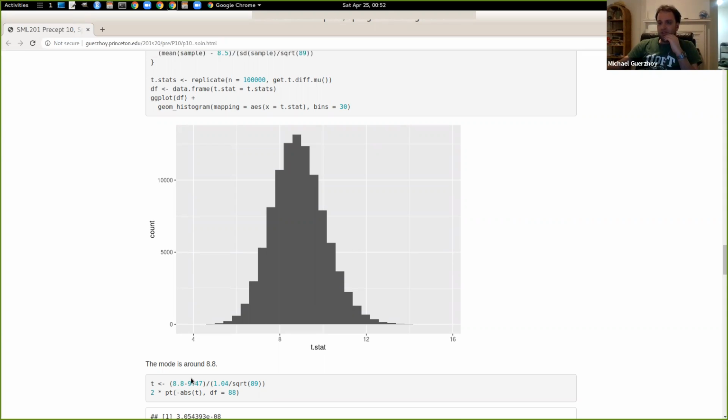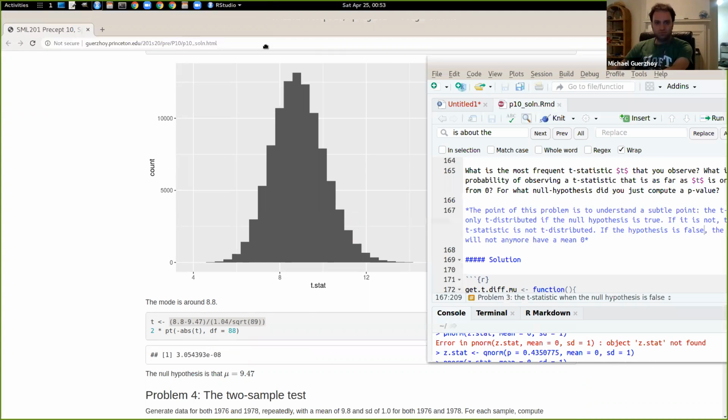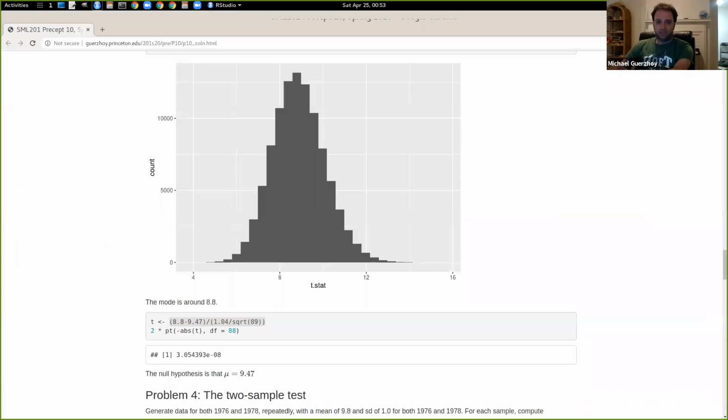So now we compute the t-statistic because that's what the question asks. When I was writing the solutions, I was confused about what was actually asked in the problem in the first place, so this is a correction. Here it's going to be 8.8 minus 9.47, and we can compute this value. It's going to be very, very far away from 0, about -6. So the probability of observing that, assuming it actually comes from the t-distribution with 88 degrees of freedom, is basically 0. Here we compute the probability using pt. We could also ask how often we observe this t-statistic if we generated samples from the t-distribution, and the answer would be not very often at all.